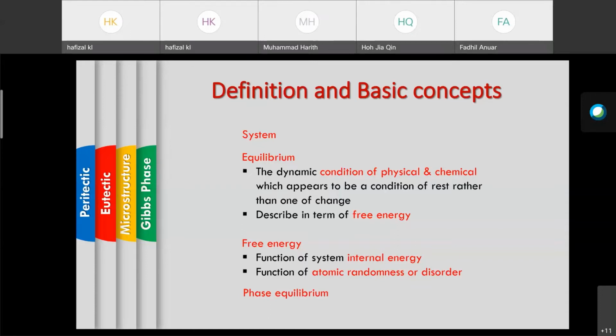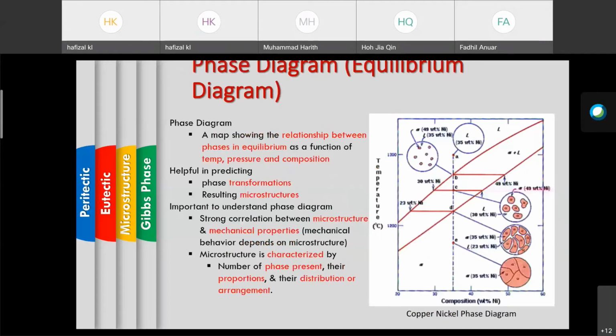Then we have definitions in terms of system, equilibrium related to the free energy, and also phase equilibrium. And then we have the phase diagram. I already mentioned to you that there is a lot of information that can be gathered from the phase diagram. In this case, we have a copper-nickel phase diagram.